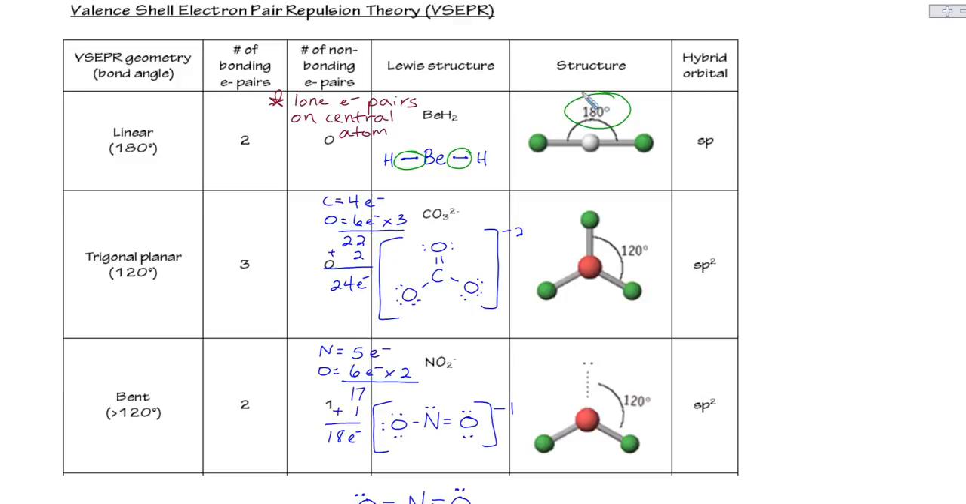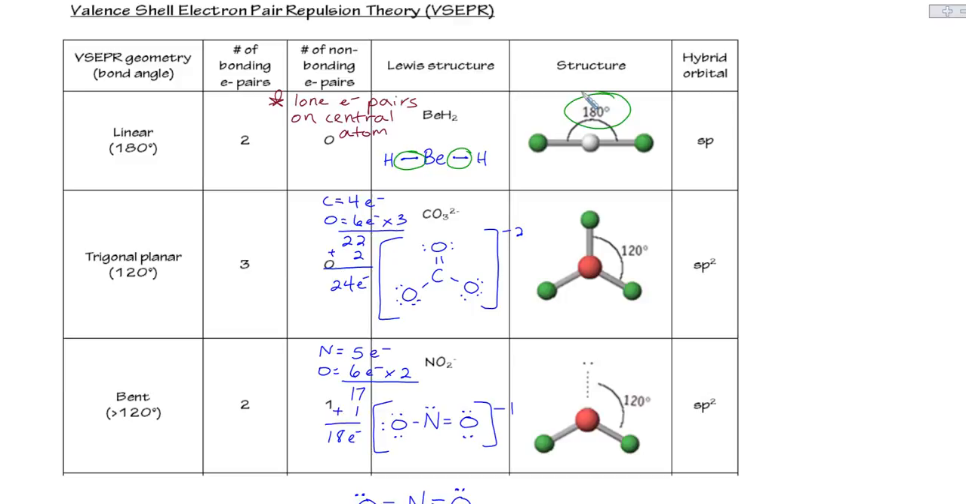Now don't worry about this hybrid orbital thing. We're going to hit that in chapter 9. So you don't have to worry about any of that for now. But I should know that a linear structure has 180 degree angles. I really need to be able to picture this in my head.